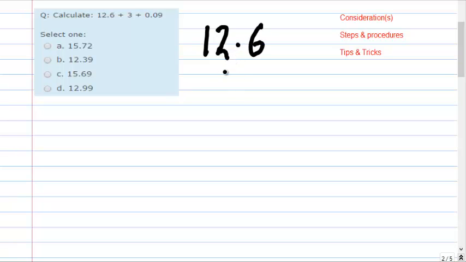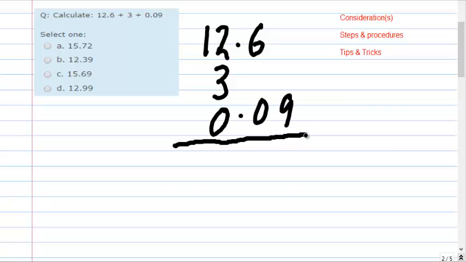12.6 plus 3. Of course, we could talk about the importance of lining up the digits according to their value, plus 0.09, and of course adding placeholders in the case of 3 and even 12.6, a 0 could be added there just to make it more uniform, and of course calculate as normal.